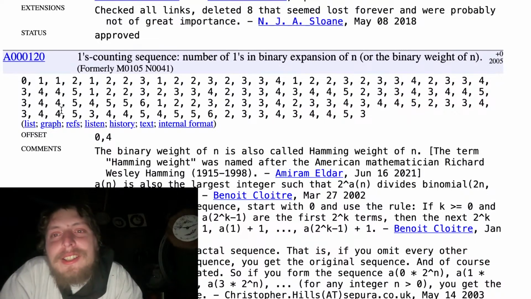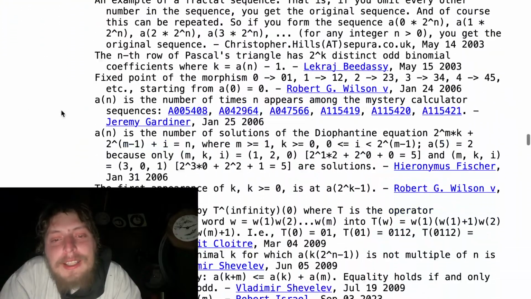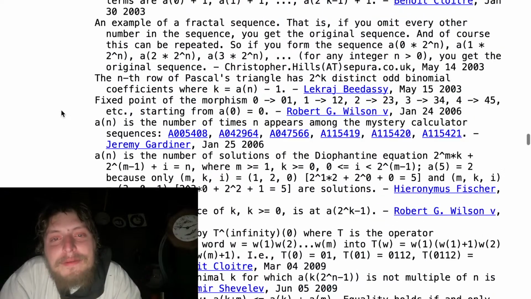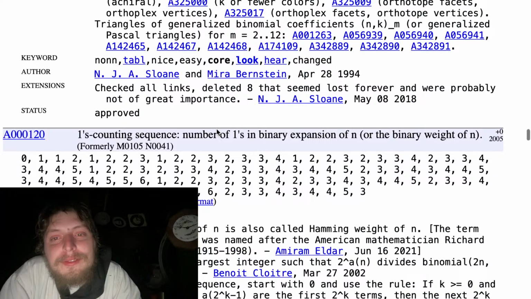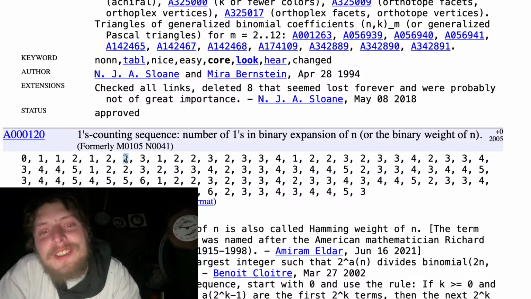The ones counting sequence, the number of ones in the binary expansion of n. And guess what? The number of ones in the binary expansion relates to that last episode I made. Well, the last episode I made only cares about if this is even or odd, but it's very similar to what are called odious numbers and evil numbers.